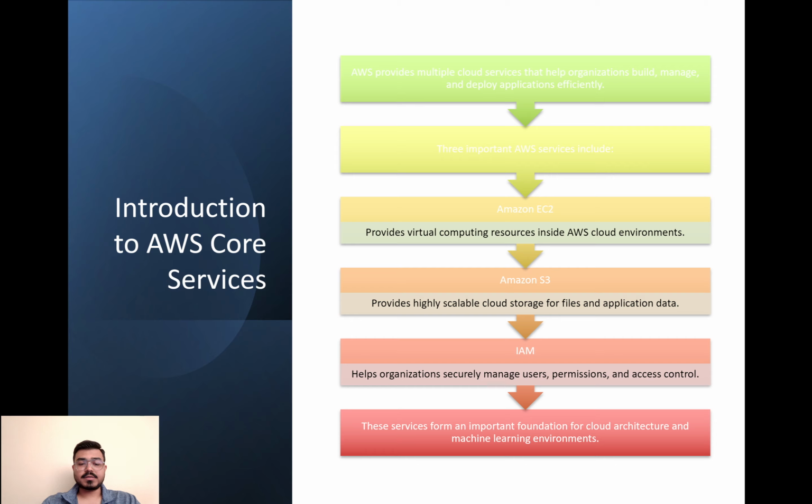The third service is IAM. IAM stands for Identity and Access Management. IAM helps organizations securely manage user permissions and access control. Security is extremely important in cloud environments, and IAM helps organizations protect cloud resources. Together, EC2, S3, and IAM create an important foundation for cloud infrastructure and machine learning environments. These services work together to help organizations build reliable and secure cloud systems.